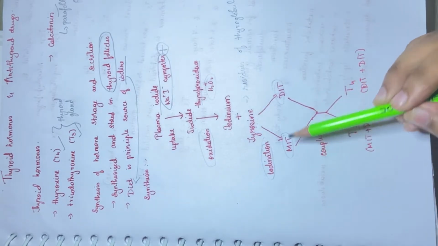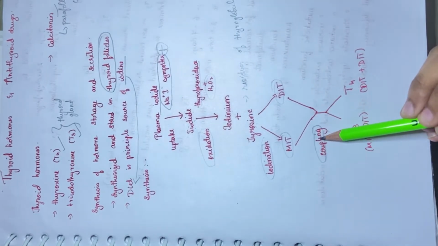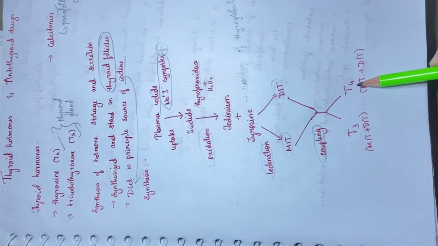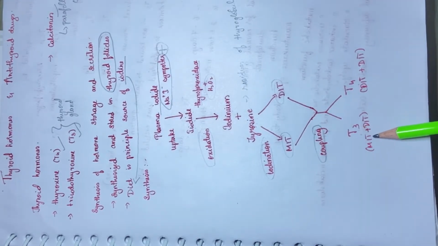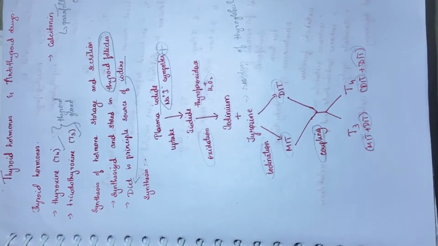This monoiodotyrosine and diiodotyrosine further undergo a coupling reaction. This coupling reaction results in the formation of T3 and T4 hormones. T3 is a combination of monoiodotyrosine and diiodotyrosine, whereas T4 is a combination of diiodotyrosine and diiodotyrosine. Now this is stored in the thyroid gland as iodinated tyrosine, and it is released into the blood circulation.